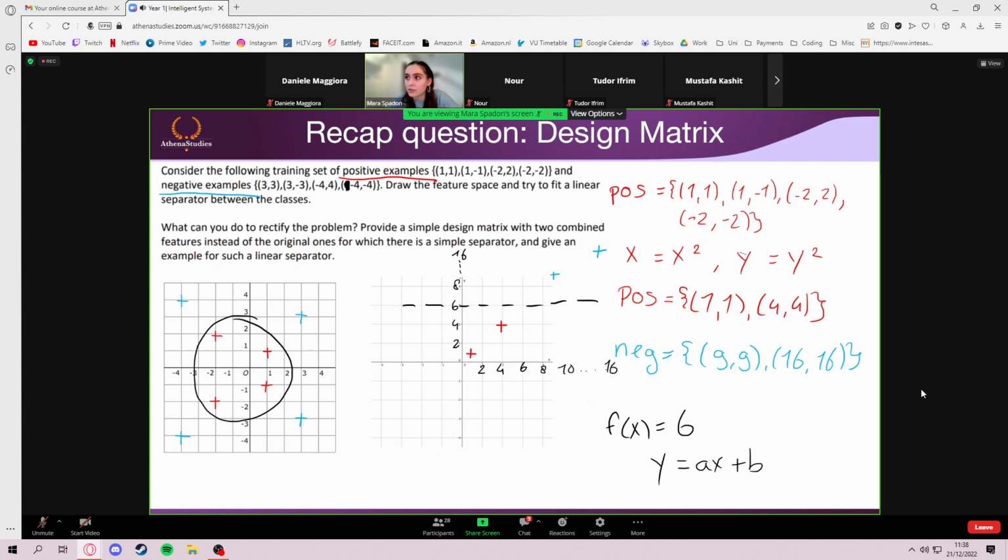Just the name design matrix? I'm not sure why it's called design matrix. Yeah, I assume it would be a matrix. I don't know why it's called a design matrix, but if I Google design matrix linear regression, then I guess you could do it in a matrix way. But in our case, we're just using a linear separator like manually.